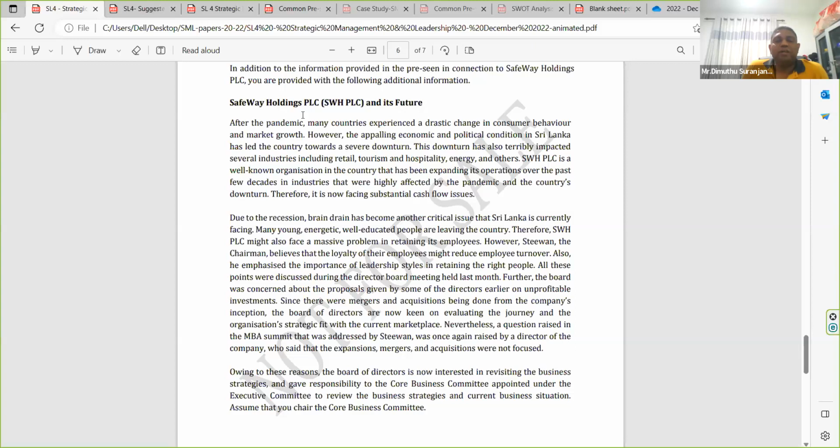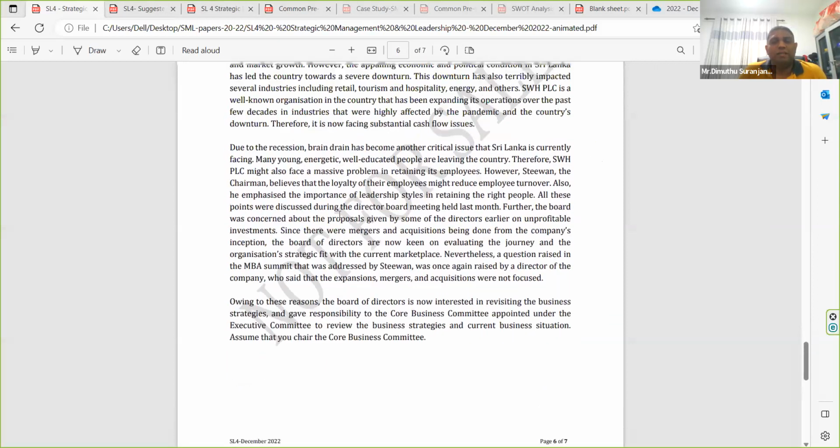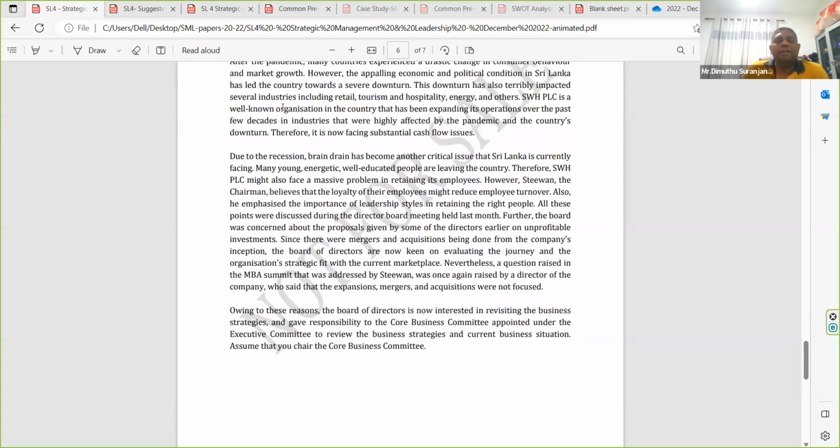SWH PLC is a well-known organization in the country that has been expanding its operations over the past few decades in industries that were highly affected by the pandemic and the country's downturn. See, there's nothing here actually. What you can take from this, because the pre-seen is already given, right? Therefore, it now faces substantial cash flow issues. Nothing to take here, except this cash flow issue. Now next para: due to the recession, brain drain has become another critical issue that Sri Lanka is currently facing. Now, that's true, no, brain drain. So possibly you also migrate. I know.